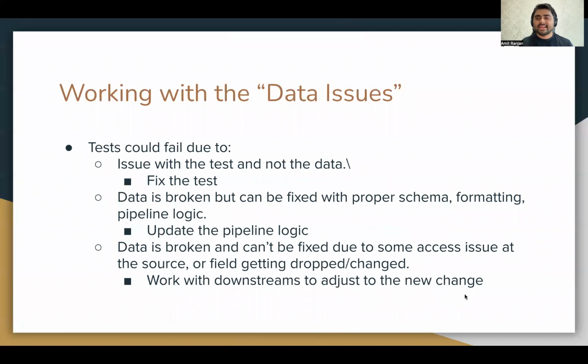If there is any data issue, try to see if it is the issue with the test, in which case just fix the test. Or is it issue with the data? If it is the issue with the data, can you fix it? If yes, something like formatting the data, if you can fix it, just make the logic change in your pipeline. If you cannot, set the expectations to the downstream consumers. Maybe you can work with them to provide the alternatives, or you can also talk to your upstreams to resolve it.